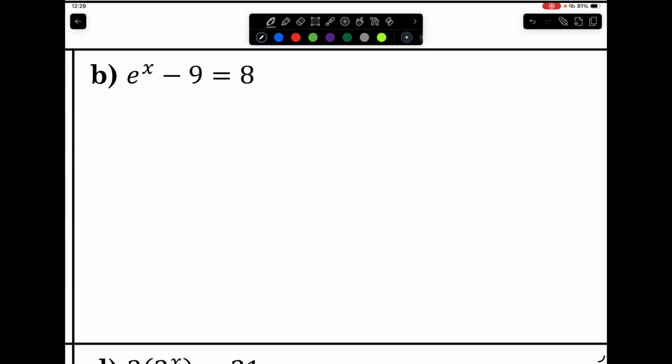So let's look at this example now. So this example, same scenario. Let's first identify the power. So our power is e to the power of x. And that's what we want on the left side of the equation. So again, kind of like letters to the left, numbers to the right. We want everything else to be moved to the right side. So we'll start by moving the 9 to the opposite side, making it positive 9. So we have e to the x power equal to 17.